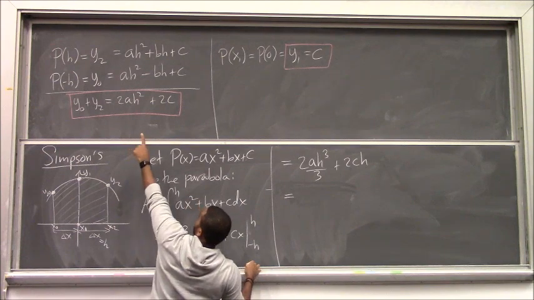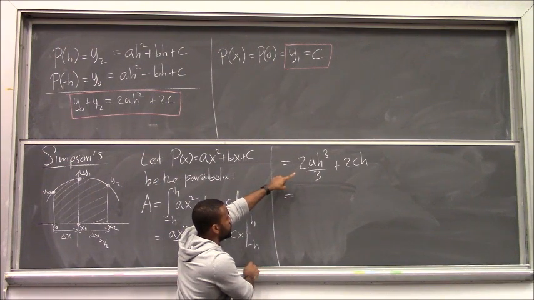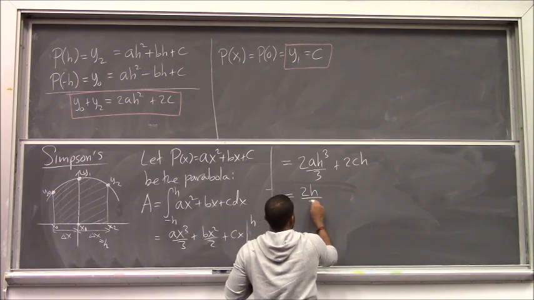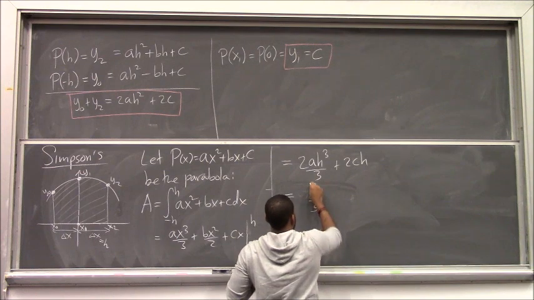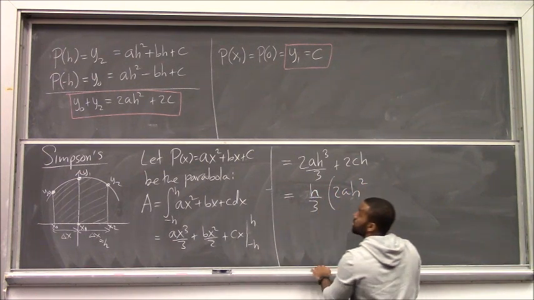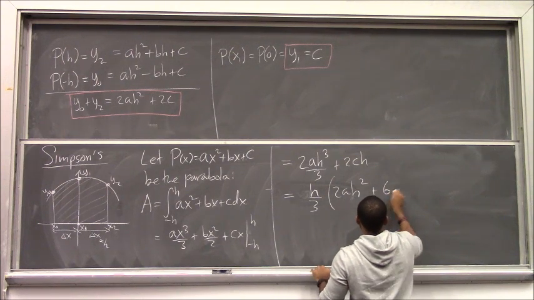I want to take advantage of that expression, the 2AH squared. Here, I have 2AH cubed over 3. So what do we do? Let's factor out H over 3. So I'd be left with 2AH squared right here, plus, if I factor out H over 3, I'd be left with 6C.